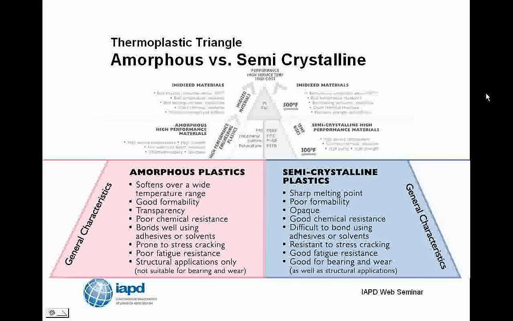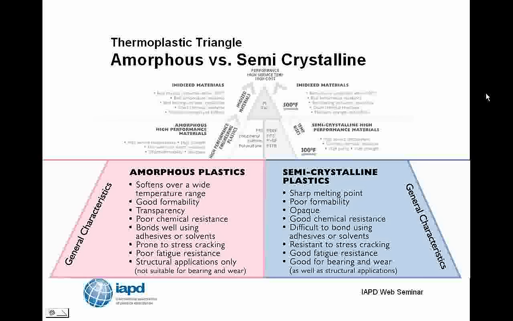So when you think about these two groups, and I want to characterize them, to summarize, I could say amorphous plastics have this great thermoformability. They soften over a broad temperature range. They tend to be transparent. They have poor chemical resistance, not to every chemical, but to many chemicals, which allows them to bond well using adhesives or solvents. They tend to be more prone to stress cracking and fatigue cracking, and they're for structural applications only.